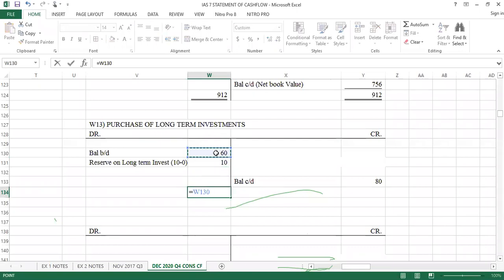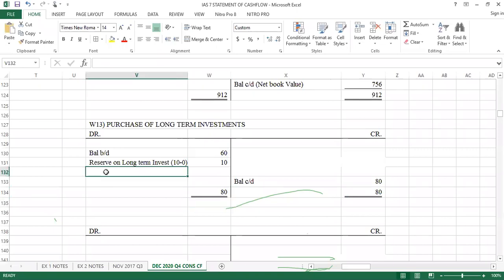So 60 plus 10, what does it give you? This side is more. That is good. That was 70, and this is 80. So the one that is more is what we post on both sides, 80. So if the one here is more, it means there was purchase of long-term investment. So it is a balancing figure.